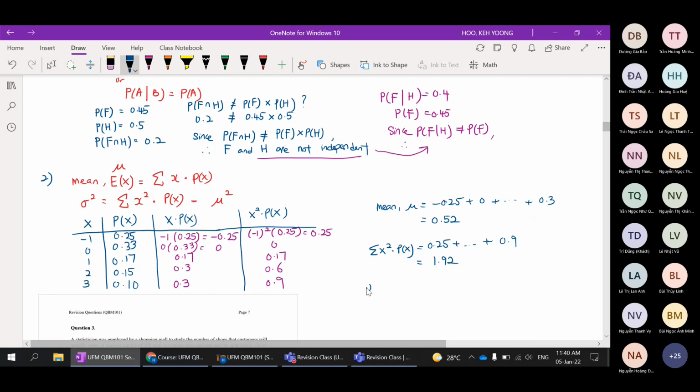Then we can now calculate the variance. This is the symbol for variance, called sigma squared. So you take 1.92 minus mean square. Mean is 0.52, minus 0.52 squared. So you get 1.65. Okay, that's it.